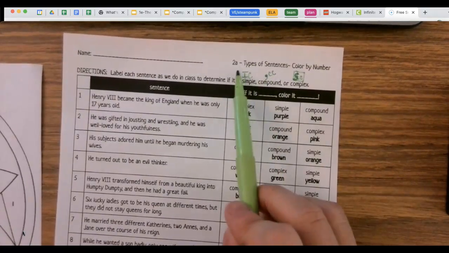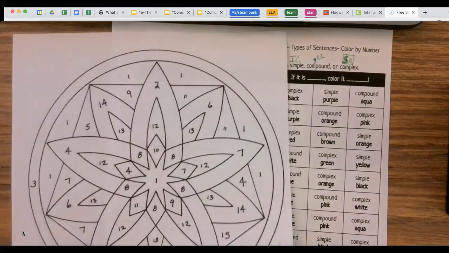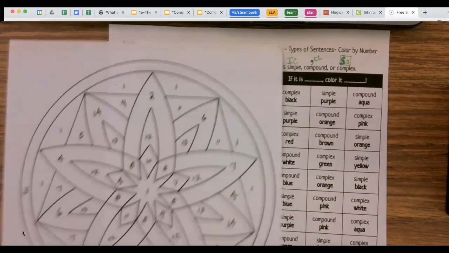For activity 2A, you're going to need two papers from the file. One of them says 2A. It looks like this paper, and then the other one is a coloring paper. We're going to do a color by number.